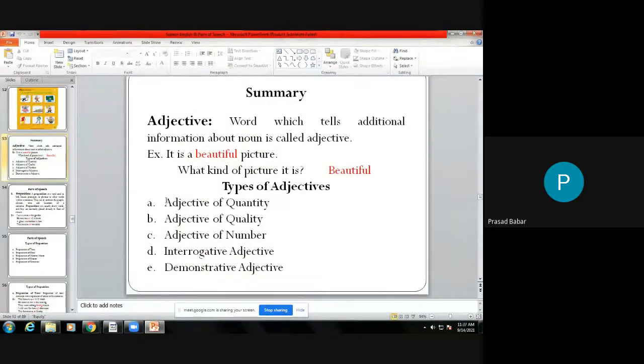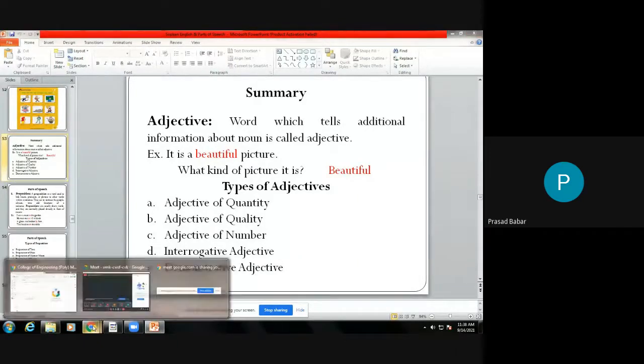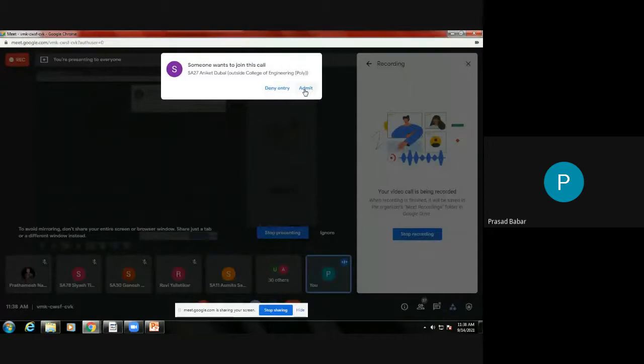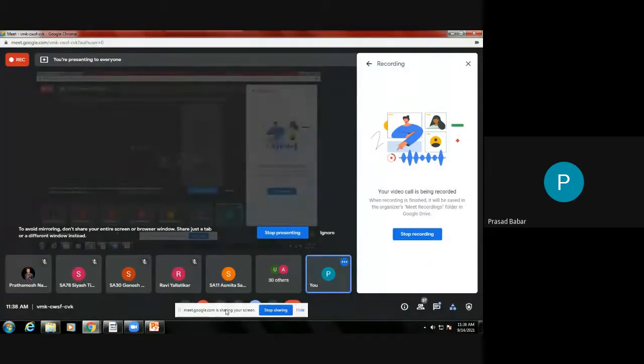Okay, so in this lecture and in the last lecture we have discussed the adjective, okay. So let's summarize once again. The adjective is a word which tells additional information about the noun. So it is also called a modifier of the noun. Examples of this adjective part of speech are beautiful, ugly, tall, short. These are some of the examples.